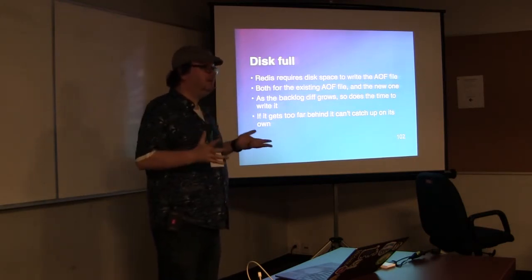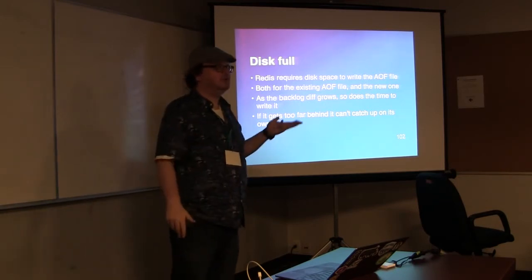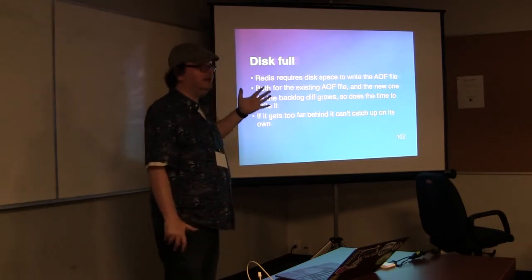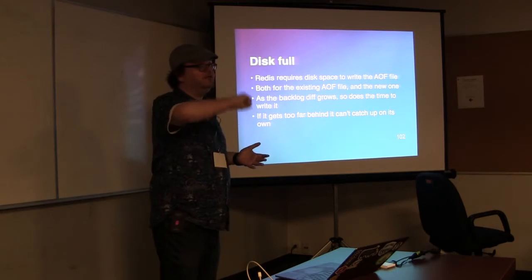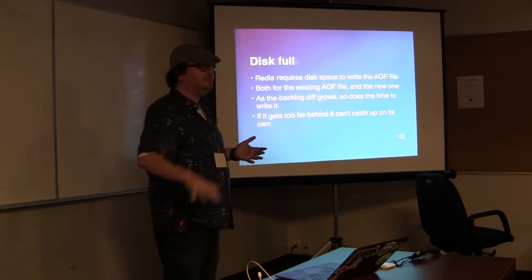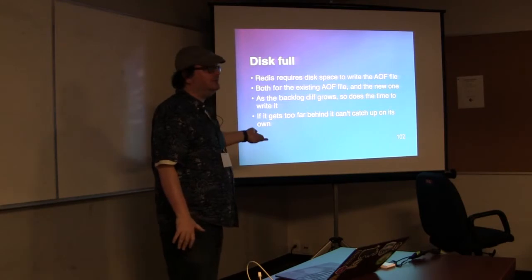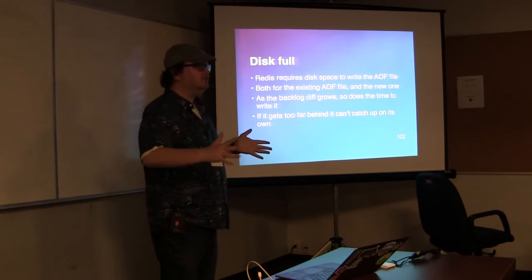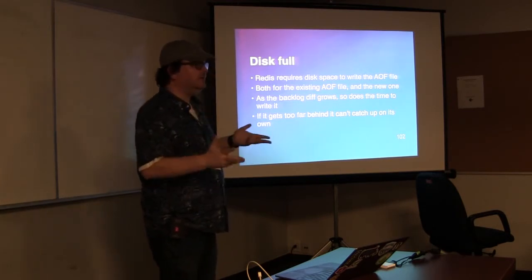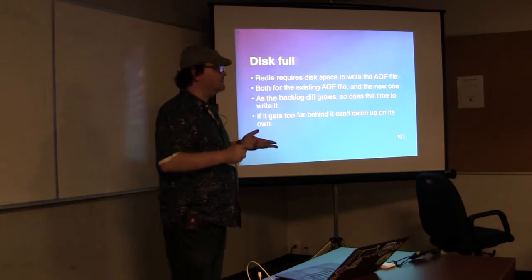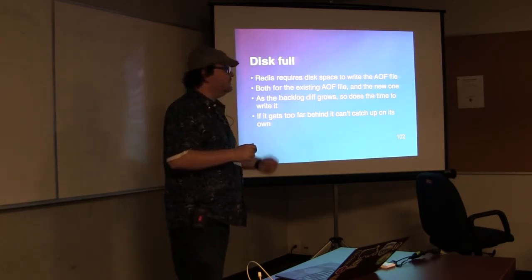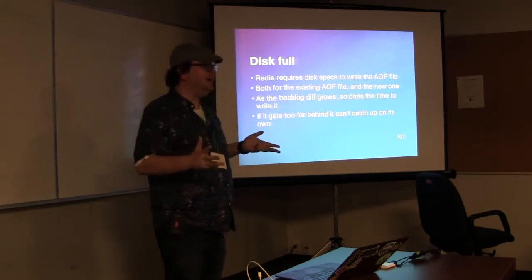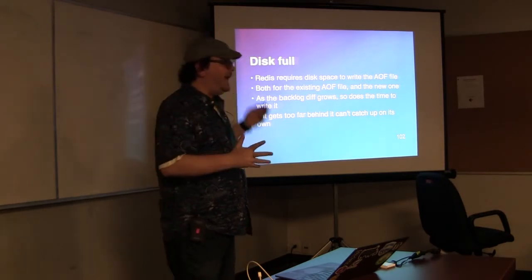This doesn't seem like it's very likely, but it can happen if you are using network storage and you don't allocate enough space. Redis requires disk space to write the AOF file and to occasionally compress it and rewrite it to reduce how much space it uses. It needs space for the existing AOF and the new one that's writing alongside it. As your backlog diff grows and grows, if there's a lot of activity or you're starting to run low on disk space, so does the time that it takes to keep up and rewrite it. And if it gets too far behind, it will not catch up and it will fall over.